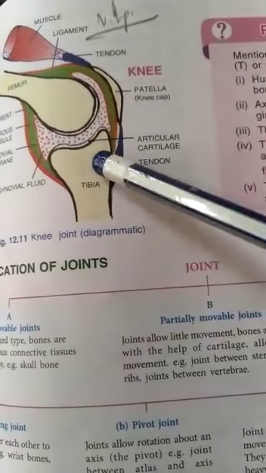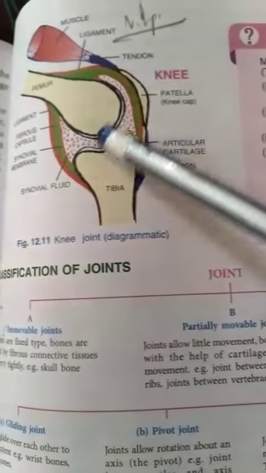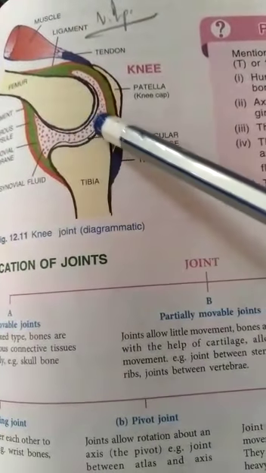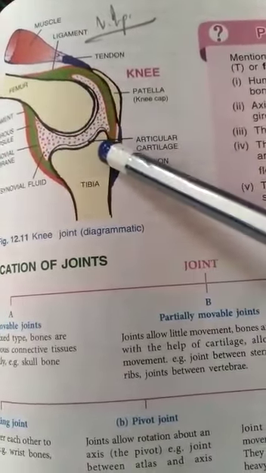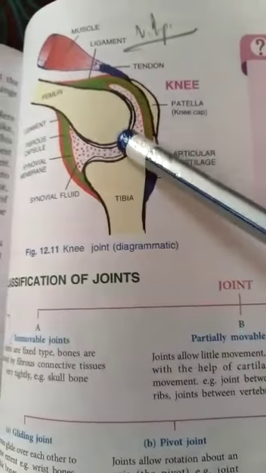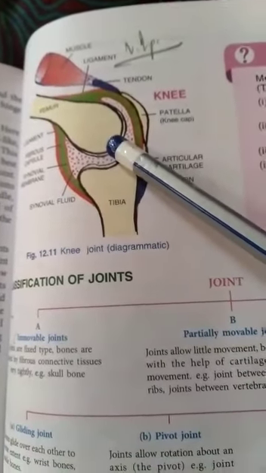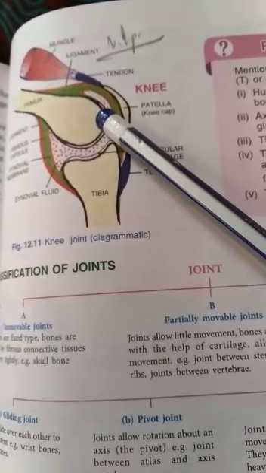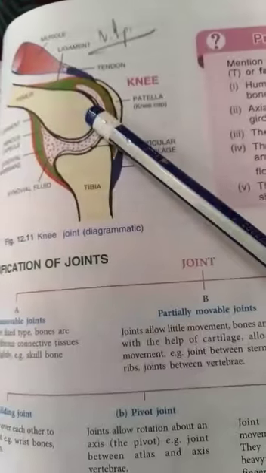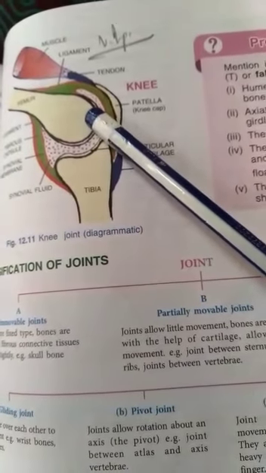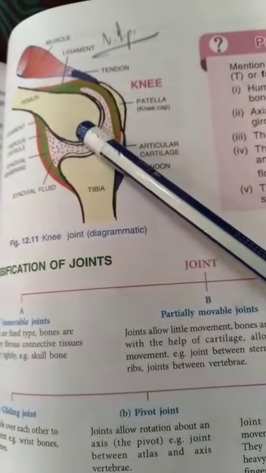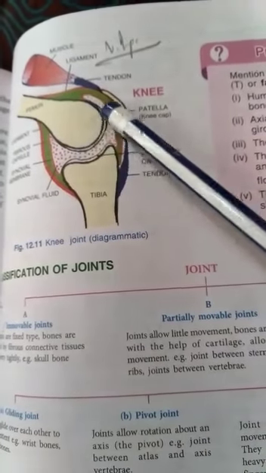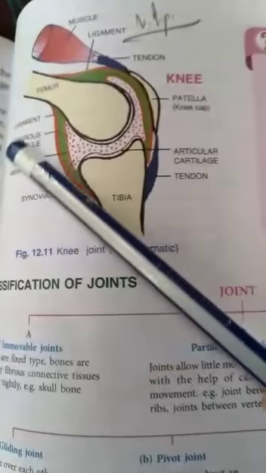to remove the friction. This function is done by the fluid which is present in the synovial sac, and that is synovial fluid. Hence, the name of the joint is synovial joint. Example of this type of joint, knee joint. You can consider it is well held in proper position by the strong ligaments.